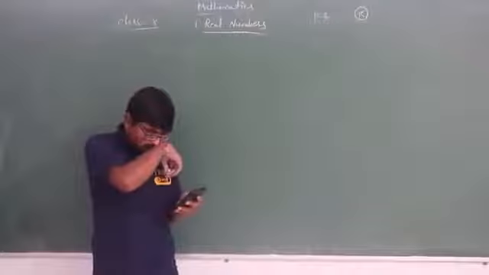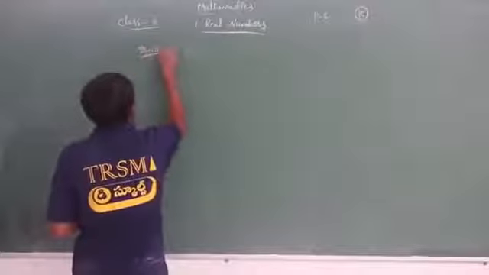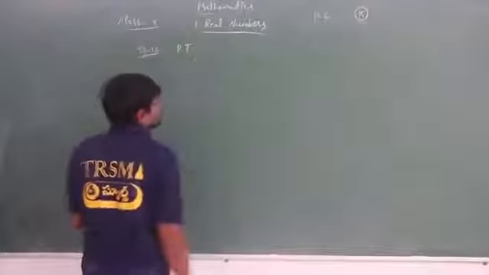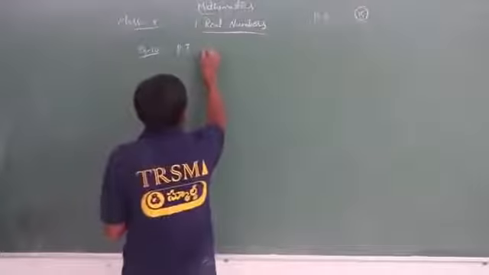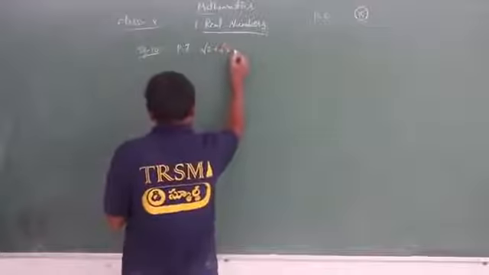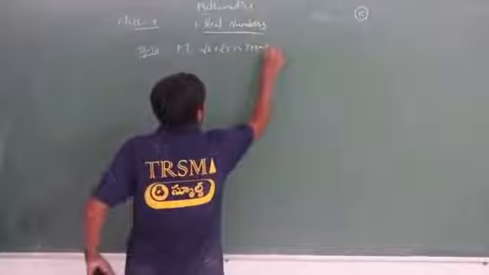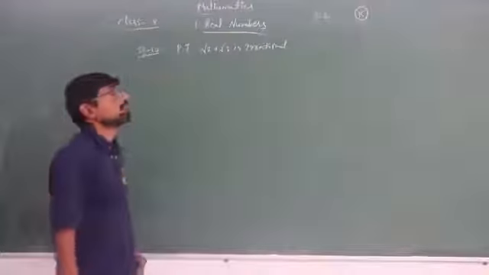Now coming to example number 10. Example number 10, what he said: prove that, till now we have shown. Now we need to prove that root 2 plus root 3 is irrational. The same things we have to do here for such types of problems.